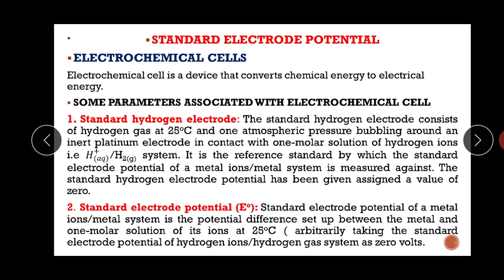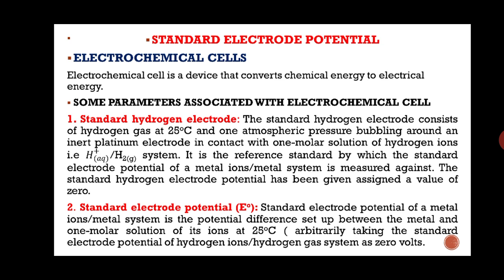The standard hydrogen electrode is the reference standard against which the standard electrode potential of any metal is measured. The standard hydrogen electrode potential has been assigned a value of 0. So the standard hydrogen electrode for any substance is typically assigned to be 0. Okay. The standard electrode potential. Don't forget all this, we shall be clearer when we start using them.